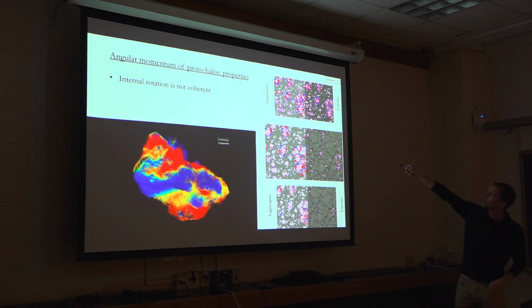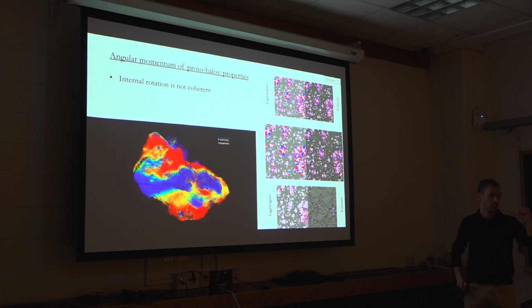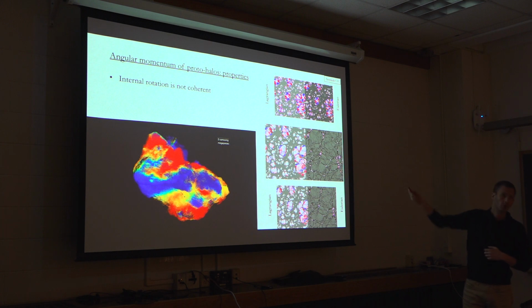So what we see in the initial conditions, and essentially blue and red gives you inside and outside of the sphere. So this is again a two-dimensional cosmological simulation. What we see is that the angular momentum distribution within the halo actually has this quadrupole pattern. So things rotate in opposite directions within the halo.